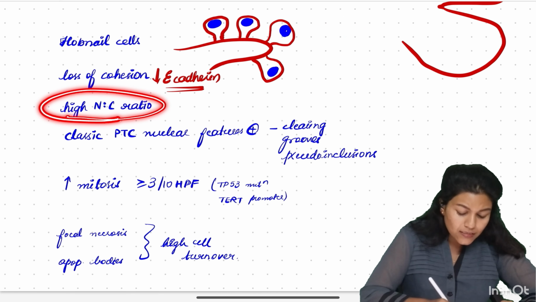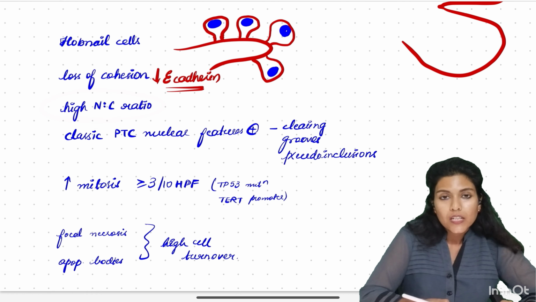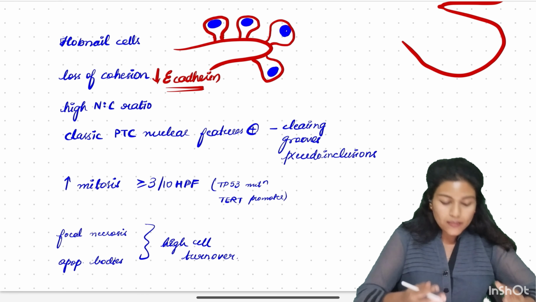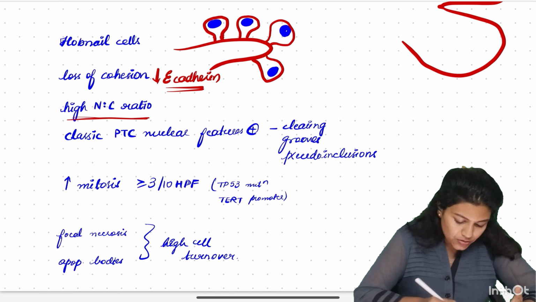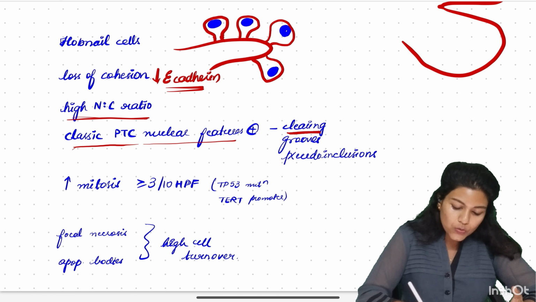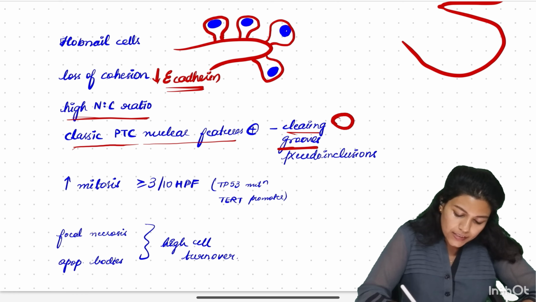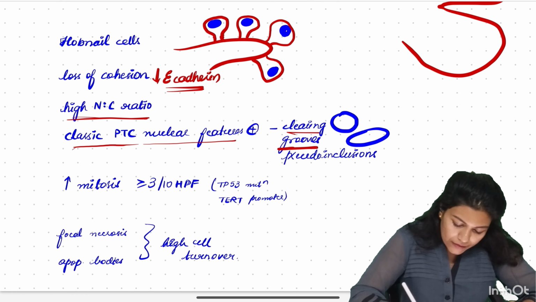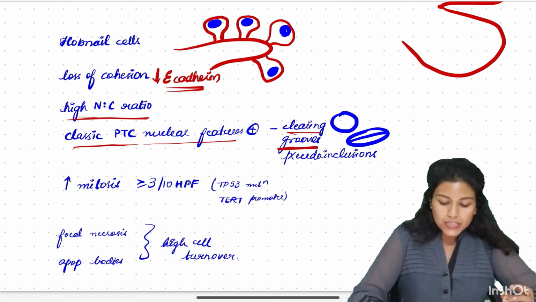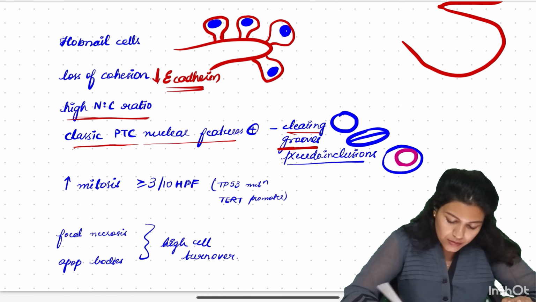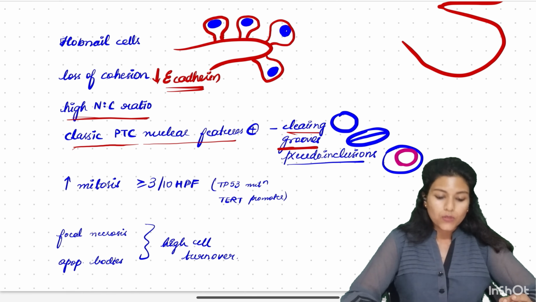And there's a high NC ratio, that is, a pleomorphic nature. The nucleus is larger, its bulk is more than the cytoplasm. So, pleomorphic nature. And classic PTC nuclear features are present, like nuclear clearing. It is clear, and it can have grooves. So it is either clear or it can have a longitudinal groove giving it a coffee bean appearance, or pseudo inclusions. That is, cytoplasmic pseudo inclusions can also be present within the nucleus.